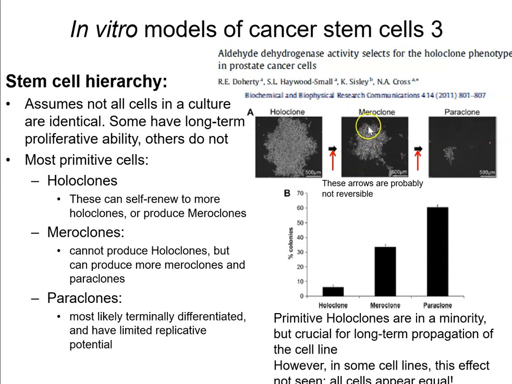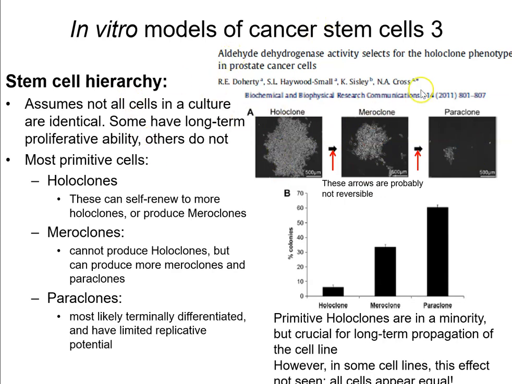Whereas if you take mericlones and put them into a new dish, they'll only give rise to more mericlones and more paraclones, and if you pick off these cells here and put them into a new well, they tend to not grow at all. So these seem to contain cells which have a stem cell like phenotype. These probably don't, and these definitely don't.